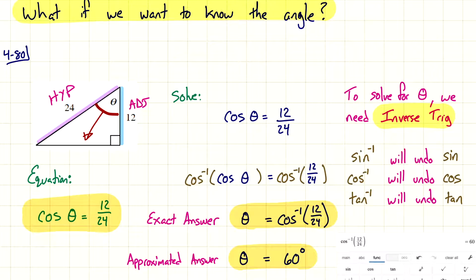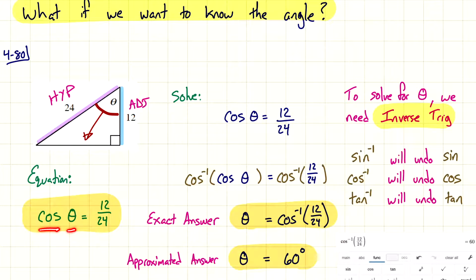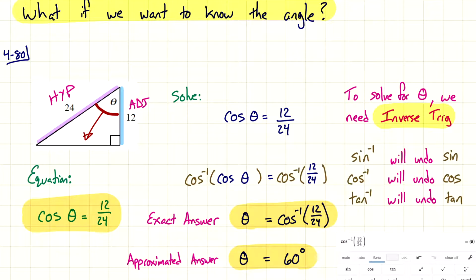So I'm going to set up the problem like I normally would. Here's my equation, this is the first step. My equation is going to be cosine of the angle, which is theta, is equal to the ratio, adjacent over hypotenuse. In this case, that's 12 over 24. If I just asked you for the equation, this is all you would need to do, right? So that would be done. Check for equation. The next step is solving, which is really what we're trying to learn here.